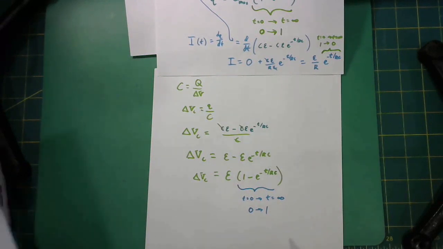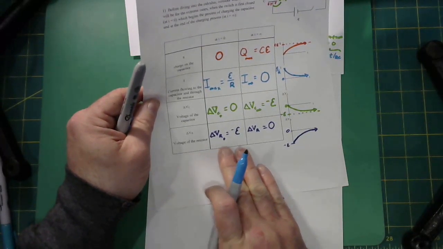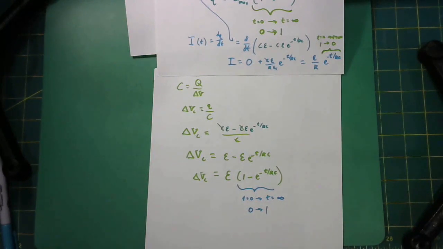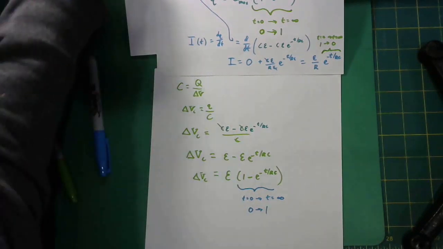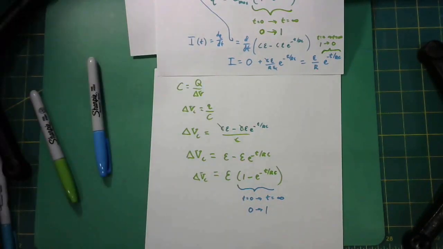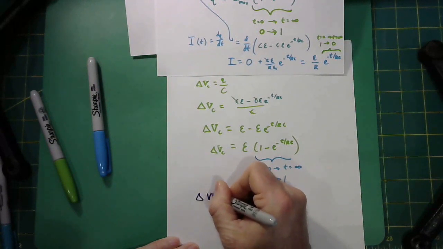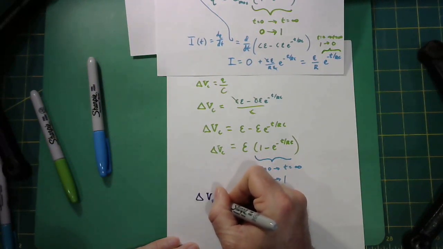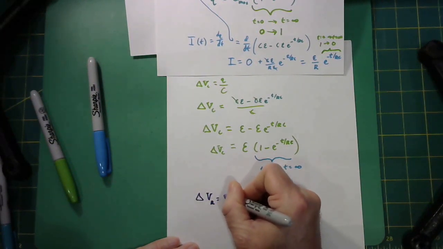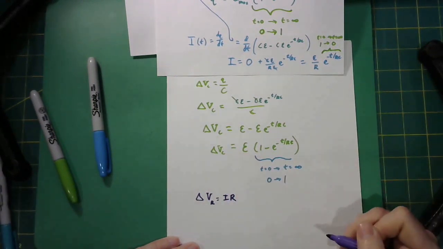What's left to talk about? One more, and that's: can we do the delta V for the resistor? And you say, yep, that'll be easy. The way we're going to find delta V for the resistor is delta V is IR, right? That's how you do it.